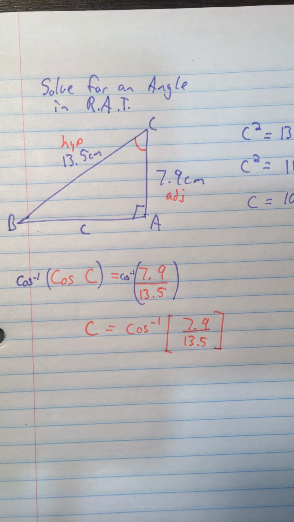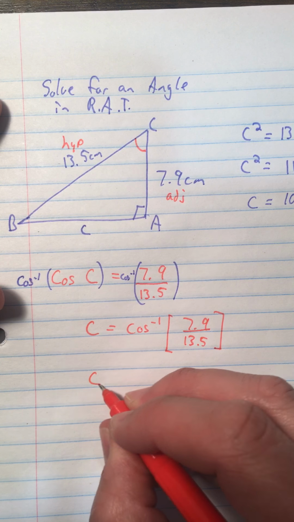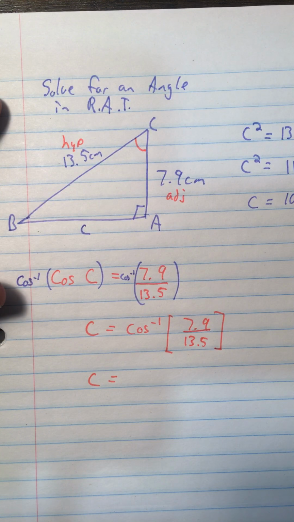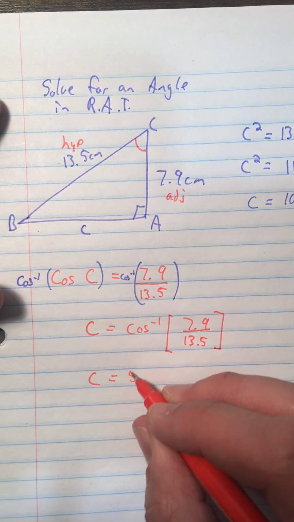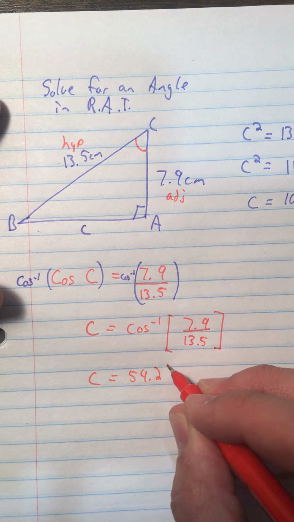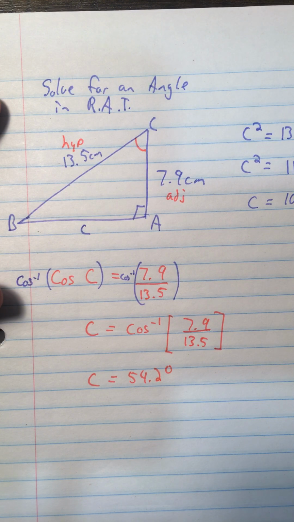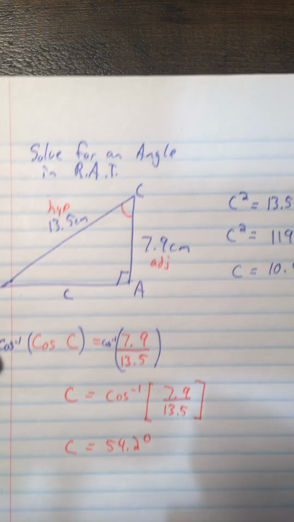And again, this is where you'd use second function cosine on your calculator. Make sure it's in degree mode. Calculate it out. C is equal to 54.2 degrees. So I have 54.2.